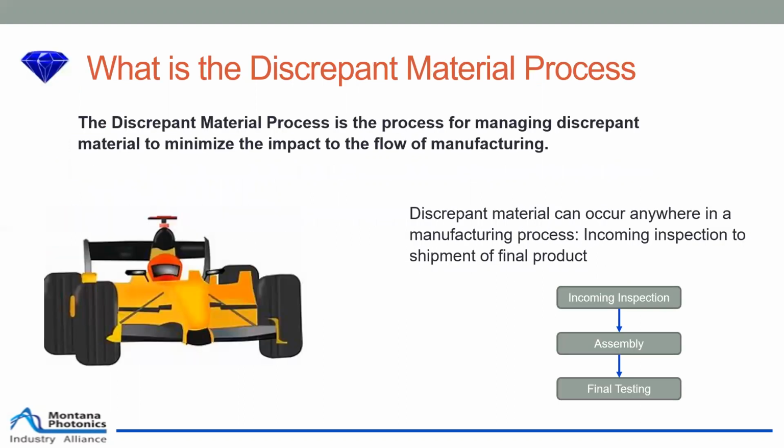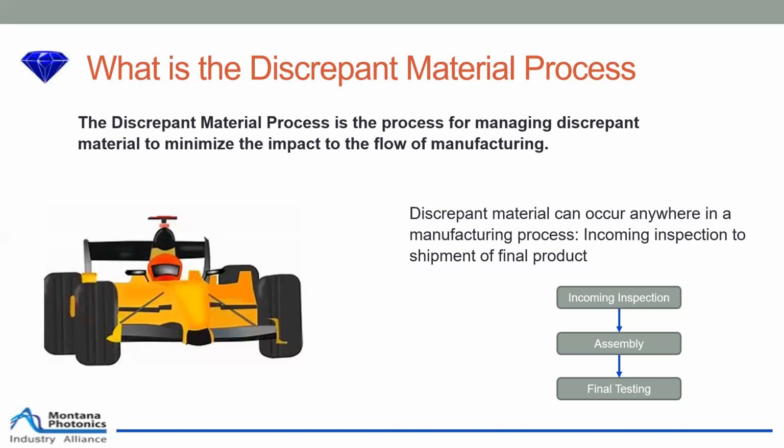So what is a discrepant material process? Imagine a race car getting a flat during a race. It pulls off the track into the pit stop. The pit crew quickly removes the wheel with the flat tire and places a new wheel with a fresh tire on the vehicle, gets the vehicle and driver back on the track. The pit crew then studies the flat tire to try to figure out why it happened, that is, what might have caused the flat, and then tries to determine what to do with the flat tire.